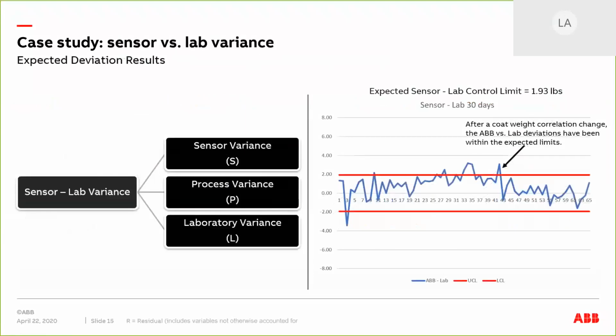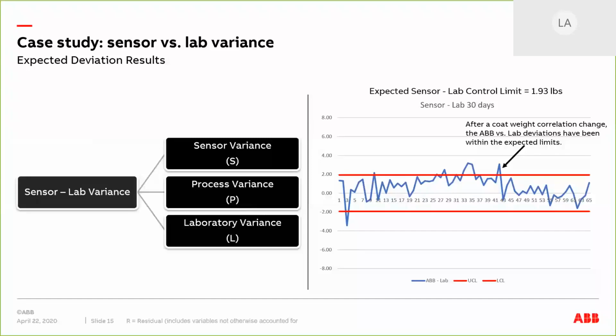So this is the time we got to think, okay, what are our expected deviation results? How do you know what realistic expectations you should have in terms of this deviation between the lab and the online sensor? What is achievable? Is it half a pound, 1 pound, 2 pounds? Of course, that's different from machine to machine. And when do you need a correlation change? How do you objectively determine this expectation?